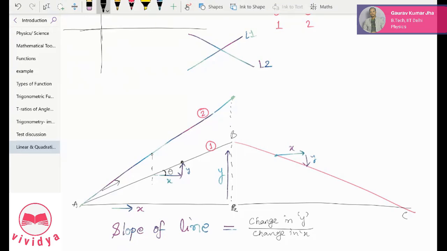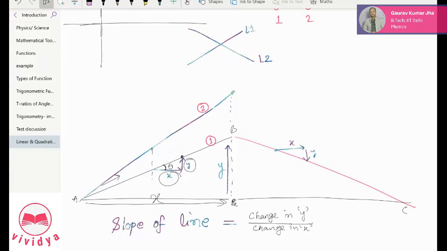Better to think like this. Does it make sense? So the change in x is this much and change in y is this much. Then y by x is defined as the slope of a line. Now you can notice that change in x is the same in first and second. Okay, change in x is the same. How? From A to B is the total change, let's say. But in the first path, y changes.